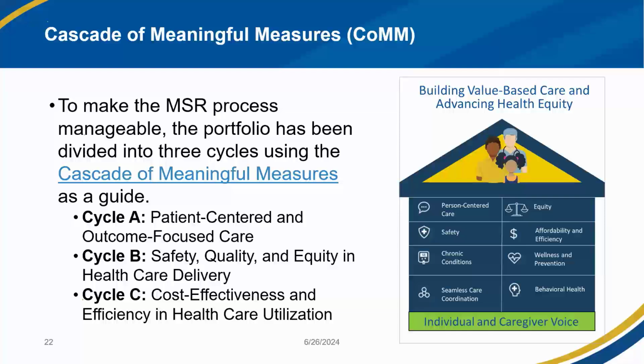So this approach manages the volume of measures under review for each cycle, and the cascade priorities are, as you can see in this house graphic here, person-centered care, safety, chronic conditions, seamless care coordination, equity, affordability and efficiency, wellness and prevention, and behavioral health. And right now we are using cycle C and affordability and efficiency for this year's measure review. Next slide.